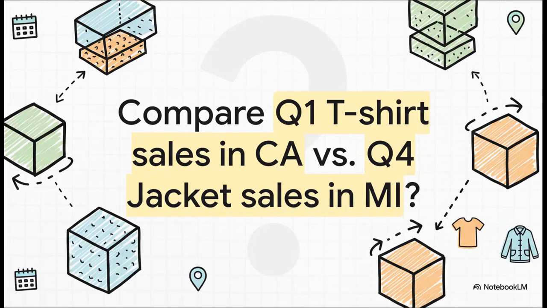So let's start with a question. Look at this. Compare t-shirt sales in California in Q1 versus jacket sales in Michigan in Q4. Seems pretty straightforward, right? But if you've ever tried to pull that kind of comparison out of a normal spreadsheet, you know the pain. You're filtering, you're making pivot tables that get messy, you're basically wrestling with the data to get it to talk. This is exactly the kind of thing that simple, flat data struggles with.